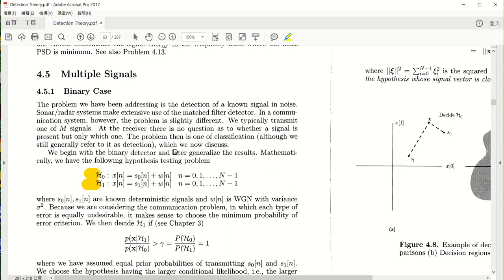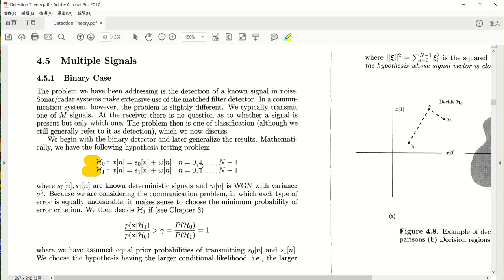For example, I have been asking a simple question: is it raining outside? Let me just assume that it is either raining or not raining. Of course, there are sometimes small rains and people are unable to distinguish, but let's just make it simple. If it's not raining, then it's H0. If it's raining, then it's H1. So it's a simple question.